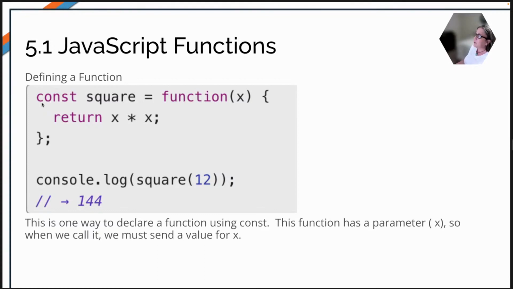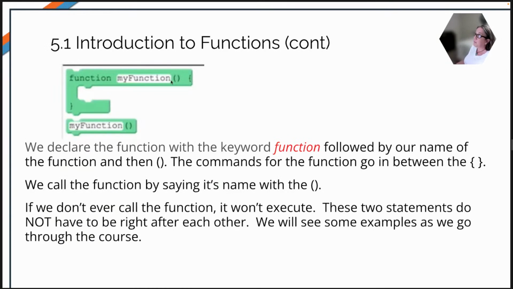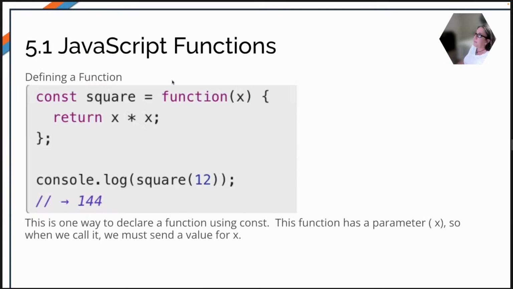So in this case, we use the word const, which is a keyword. In this case, we named our function nothing. Do you see it just says function X? Now this is not our function name. This is square, and square is equal to our function. So our function doesn't actually have a name like we just saw here, where we said function, my function. This function's value is set to be square. So square will get whatever function returns.